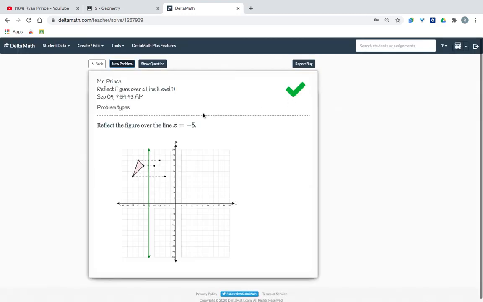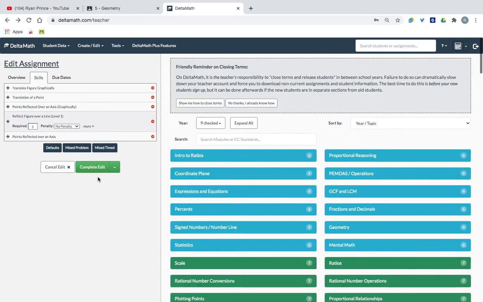And there you go. Notice how it shows you that it flips. It shows you the animation. That's what I love about Delta Math. It shows you the animation of it actually flipping. And see, it kind of slides and then hits that line and then it flips over. Regardless, it's going to flip over that line. And then points reflected over an axis.